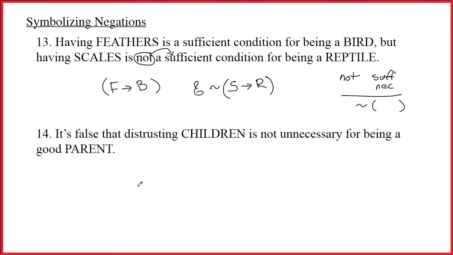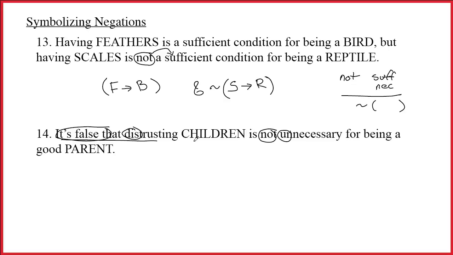Number 14, it's false that distrusting children is not unnecessary for being a good parent. We would never say such a horrible sentence in English, but we can symbolize it. Let's identify the negations. It's false that, distrusting, not, unnecessary. We have 4 negations.